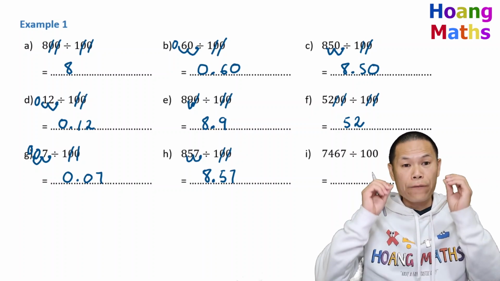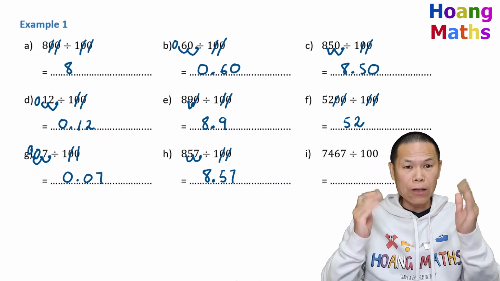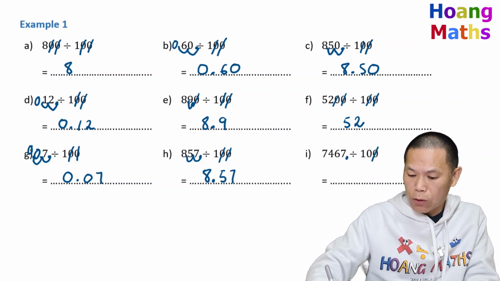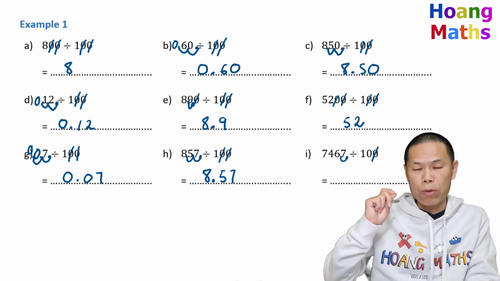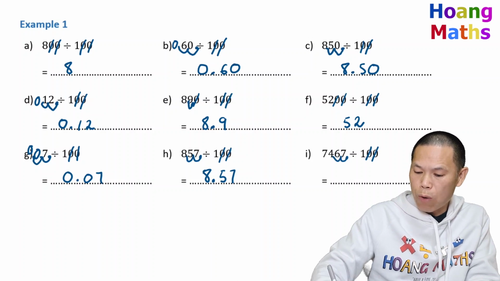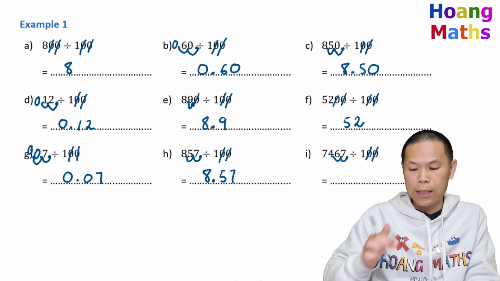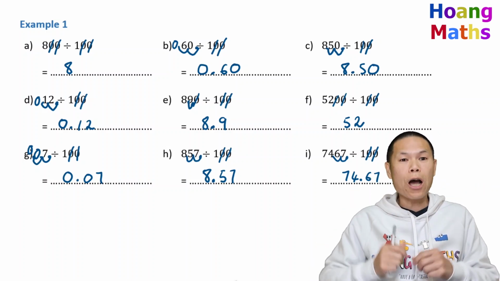Part I. 7,467 divided by 100. Again, the decimal point is right at the back here. We cancel this 0. We move 1 to the left because the number should be less. So we move 1 to the left and then we cancel this 0. So we move 1 here. So the answer is 74.67. There you go.